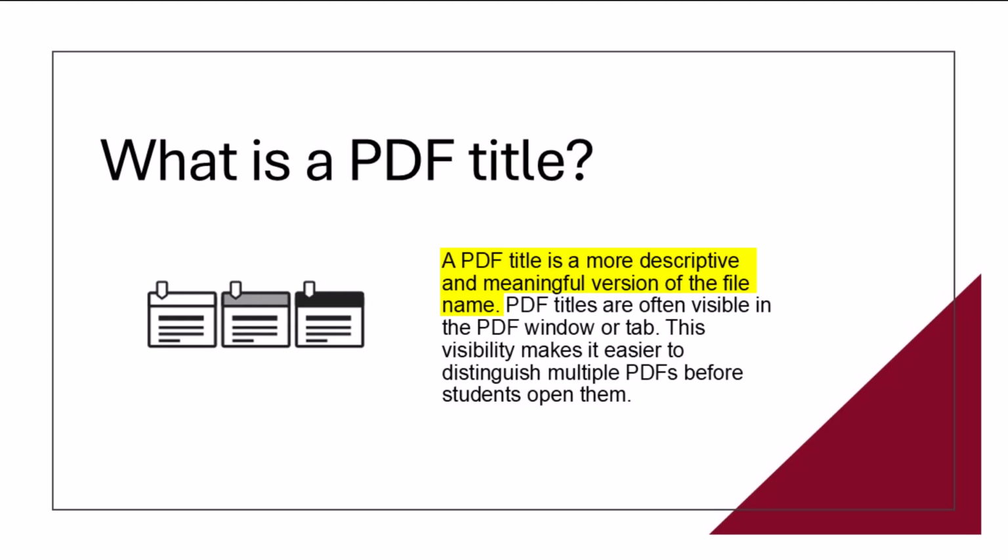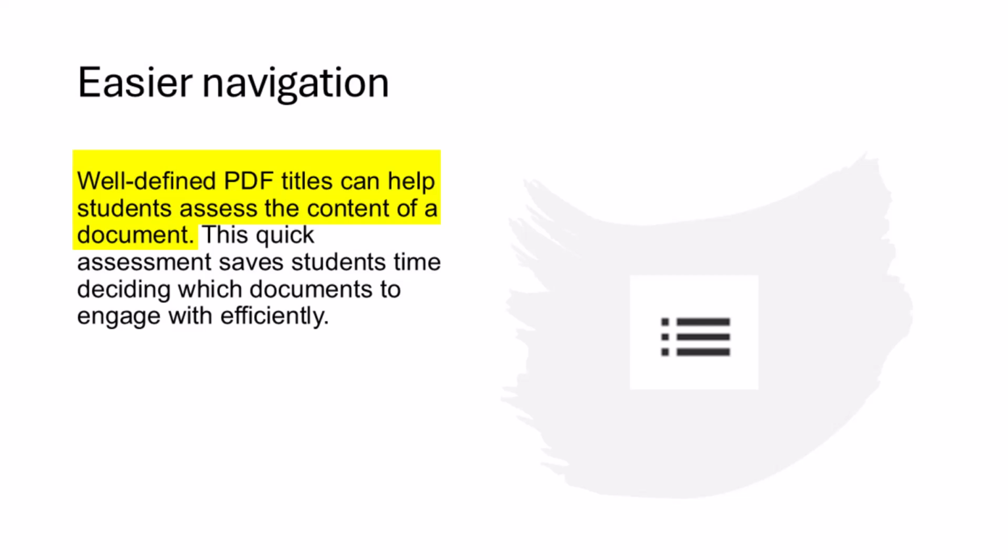A PDF title is a more descriptive and meaningful version of the file name. PDF titles are often visible in the PDF window or tab. This visibility makes it easier to distinguish multiple PDFs before students open them. Well-defined PDF titles can help students assess the content of a document. This quick assessment saves students time deciding which documents to engage with efficiently.